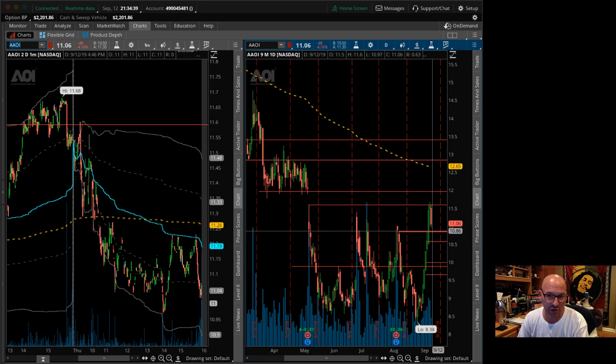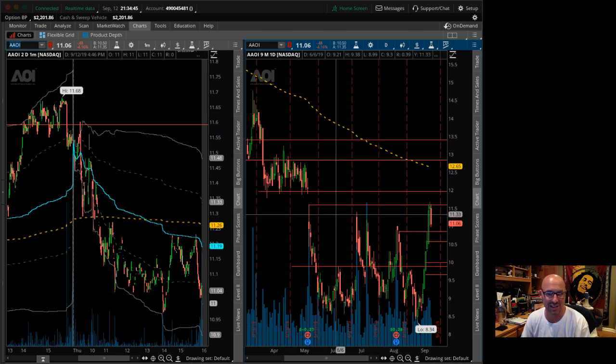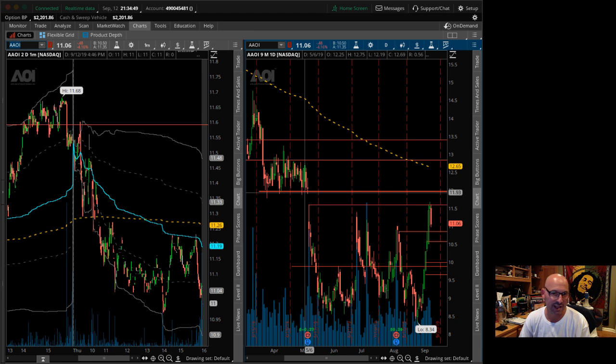So again, as long as this thing doesn't break back down under 1085, I'd like to stay long this thing, because I think if we can get through this gap and then get into this mess of resistance right there, at least we get up to 1265.